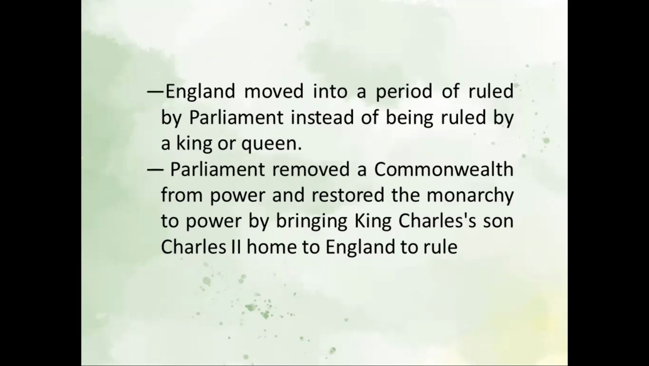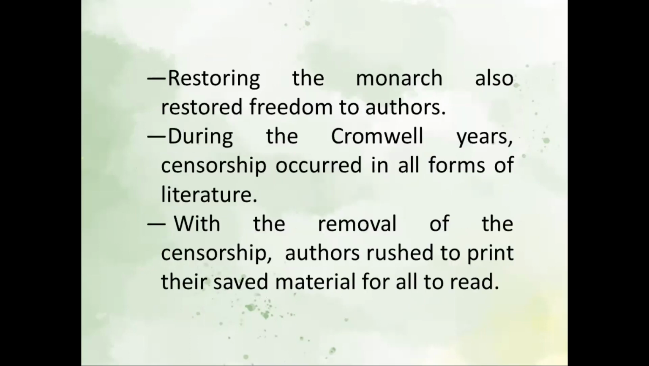When Oliver Cromwell died in 1659, his son Richard Cromwell declared himself Lord Protector, and that angered Parliament, who felt the new Commonwealth was no different than having the country run by a monarch, a king or a queen. So Parliament removed the Commonwealth from power and restored the monarchy by bringing King Charles's son, Charles II, to England to rule.